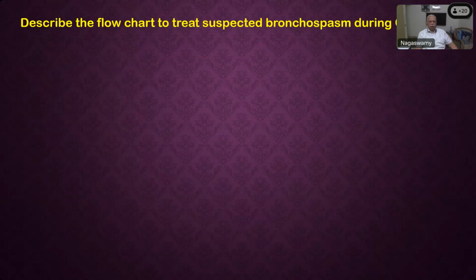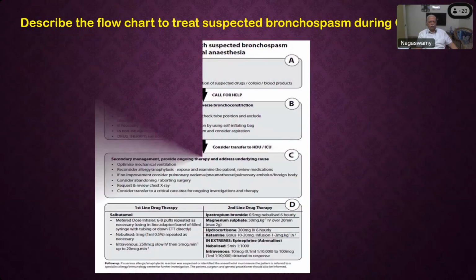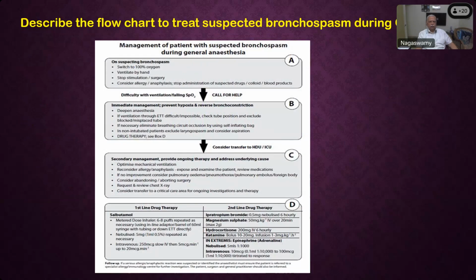Describe the flow chart to treat suspected bronchospasm during GA. For those who have not had experience on the table, these are the steps that you have to follow. Management of a patient with suspected bronchospasm: switch to 100% oxygen, ventilate by hand, stop stimulation or surgery, consider allergy or anaphylaxis, stop administration of any suspected drug. This is step number 1A. During that time, call for help.